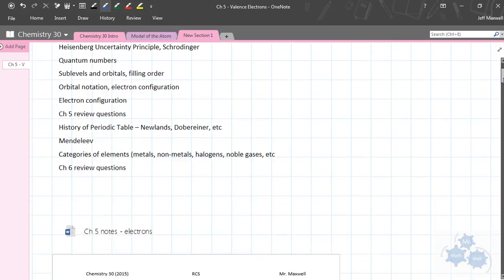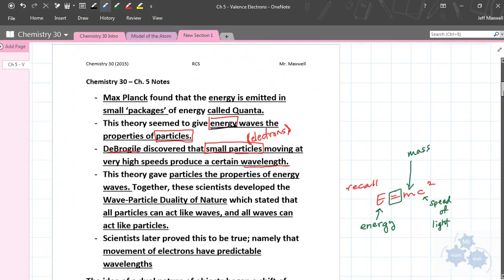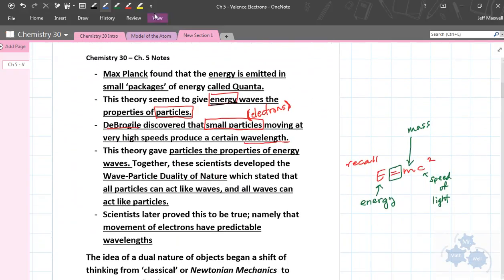So here are the notes for Chapter 5, and these are the notes that we've already covered in class. This is just a brief summary. But Max Planck found that energy is emitted in small packages of energy called quanta. This is important because this is the beginning of the wave-particle duality of electrons and of energy. And so the energy waves have properties of particles.